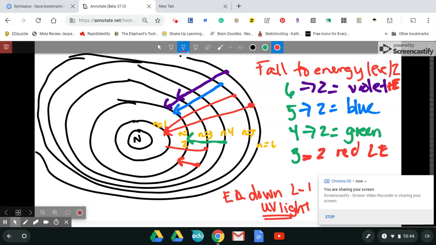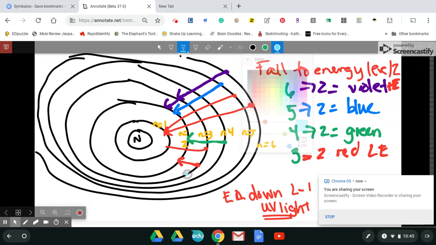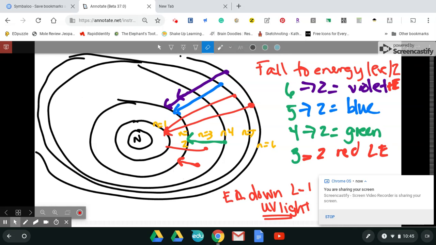So the third type of electron falling and the type of light that we're going to look at is what's called infrared light. So anytime I'm dropping to level 3, sorry. Let me scratch that off. Let me draw back in level 3.